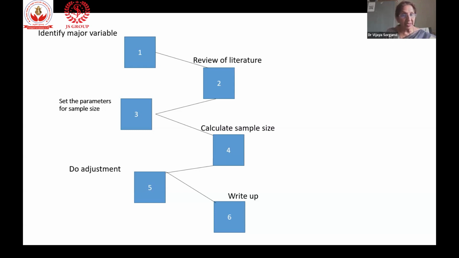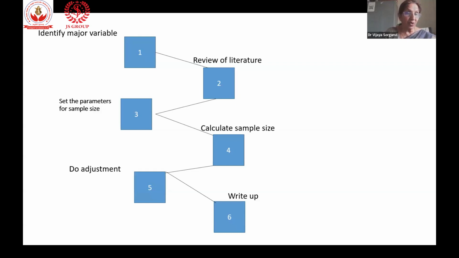Then review the literature. We have to find similar studies and review them, so we get knowledge of how to do it. Along with that, what is the main outcome, and which parameter should be taken to calculate sample size. So it is also a very important step.